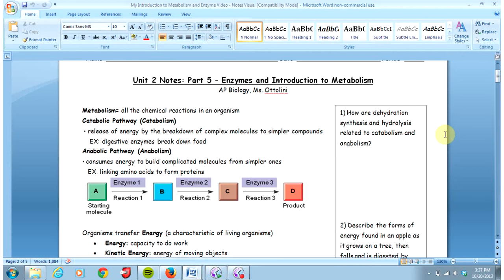Hey guys, it's Miss Adelini, and today we're going to be going through the Unit 2 Part 5 notes, which are about enzymes, a specific type of protein, and a little introduction to metabolism.